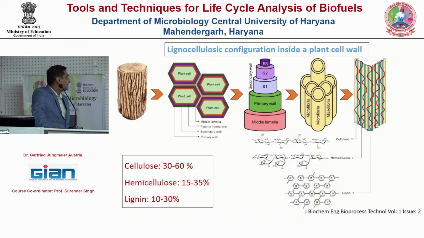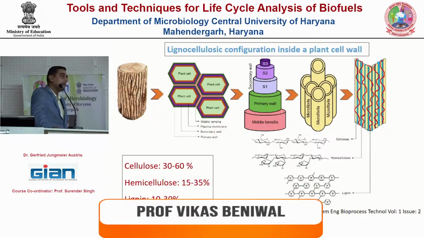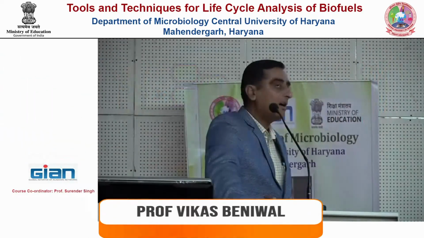We call it the middle lamella. Mostly it contains pectin and other oligosaccharides. Then comes the primary cell wall, then the secondary cell wall. We all know that the primary cell wall is made up of microfibrils, and these microfibrils contain cellulose basically. The secondary cell wall also contains cellulose and hemicellulose, lignin and xylan, along with cellulose.